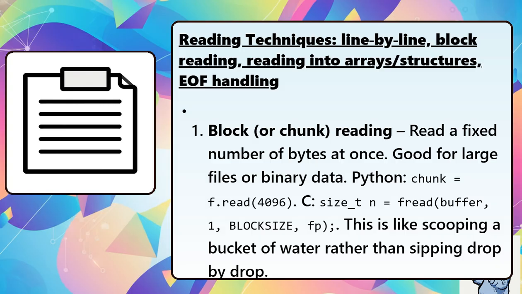Block or chunk reading: read a fixed number of bytes at once, good for large files or binary data. In Python, chunk equals f.read(4096). In C, size_t n equals fread(buffer, 1, BLOCK_SIZE, fp). This is like scooping a bucket of water rather than sipping drop by drop.